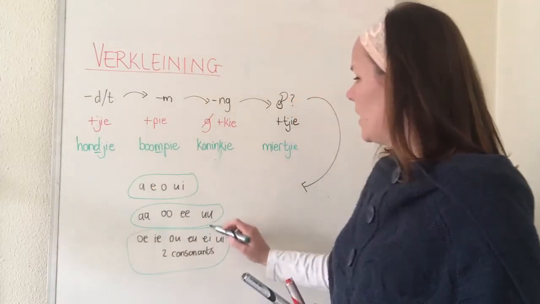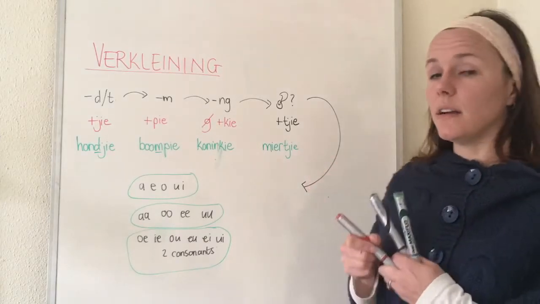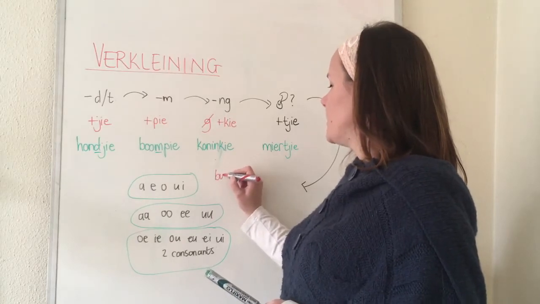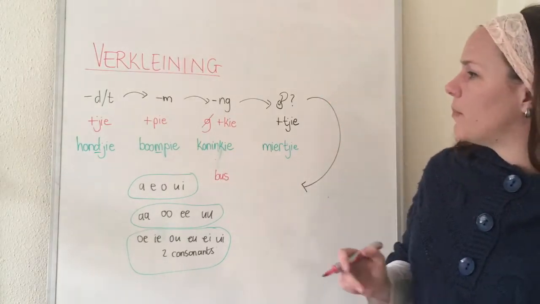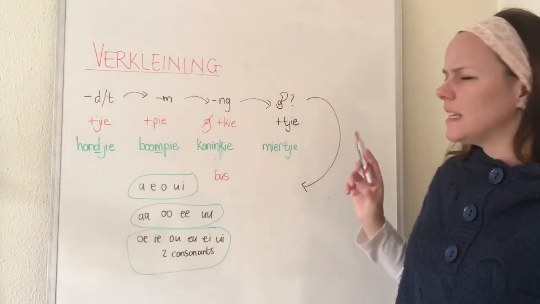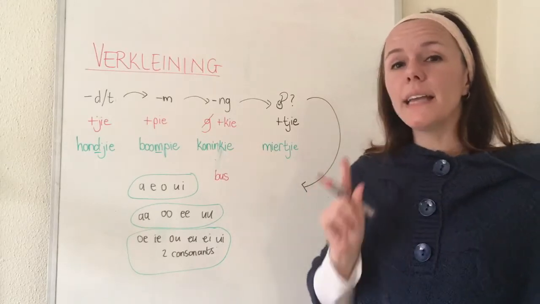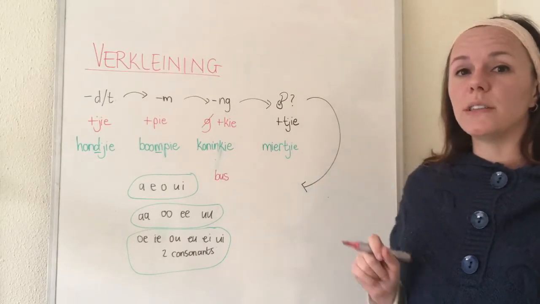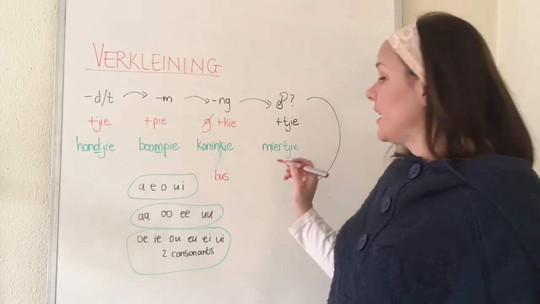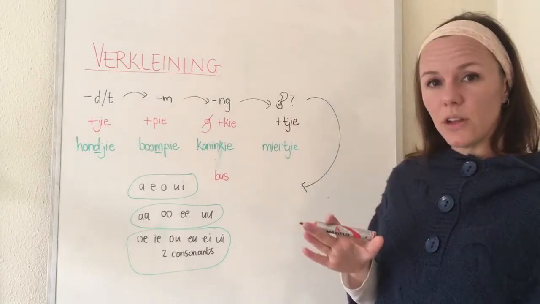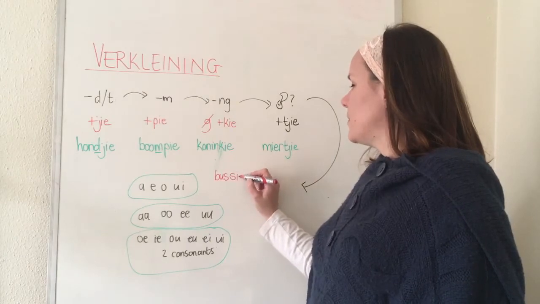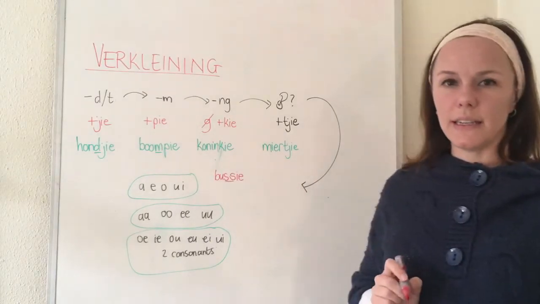Okay, so for the first one, if it's a single vowel, let's say bus. Let's say we have the word bus. None of these apply, and I can't say biskie. Biskie sounds wrong. Then I apply exactly the same rule as I did with plurals, except for instead of adding E at the end, I'm going to add IE. So the rule is to double the last consonant and then add IE. So it will become biskie with 2 S's.